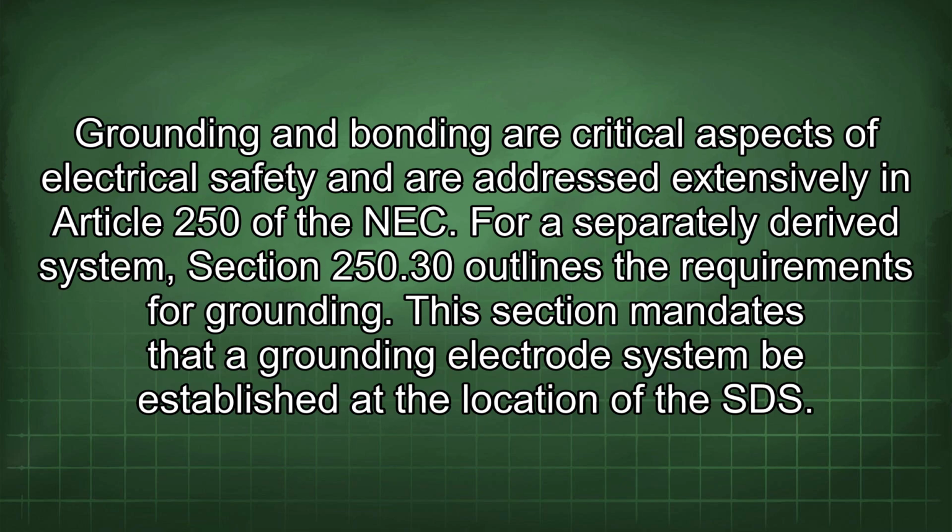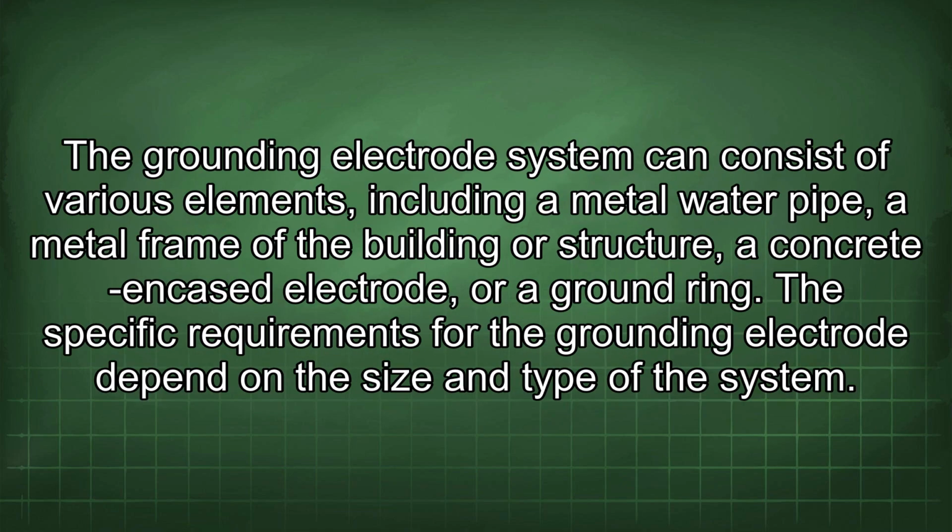For a separately derived system, Section 250.30 outlines the requirements for grounding. This section mandates that a grounding electrode system be established at the location of the SDS. The grounding electrode system can consist of various elements, including a metal water pipe, a metal frame of the building or structure, a concrete encased electrode, or a ground ring. The specific requirements for the grounding electrode depend on the size and type of the system.